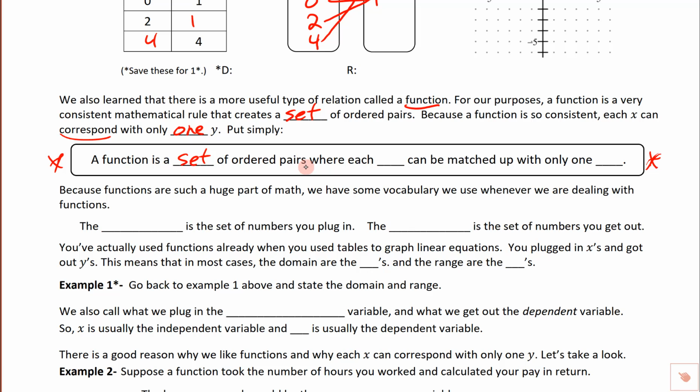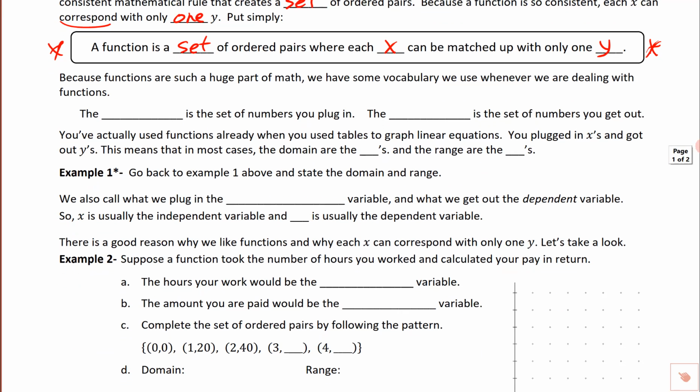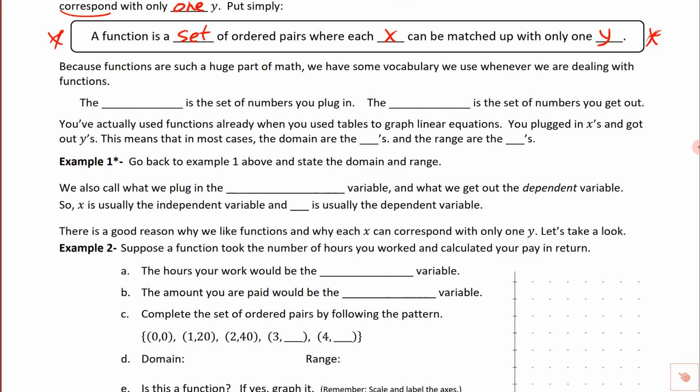So here's the condition that makes it a function, where each x can be matched up with only one y. So every time we have an x, it can only match up with a particular y. It can't match up with different y's, and we'll look at what would happen in that case a little bit later on. Because functions are such a huge part of math, we've got some vocabulary that we need so that we can deal with these the right way and so that we can have some common language here.